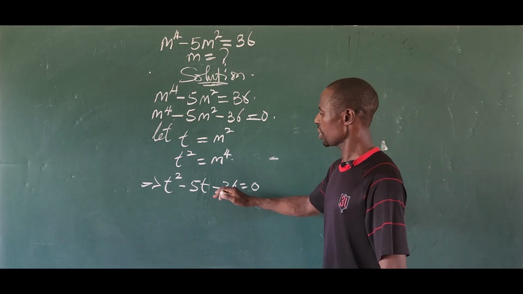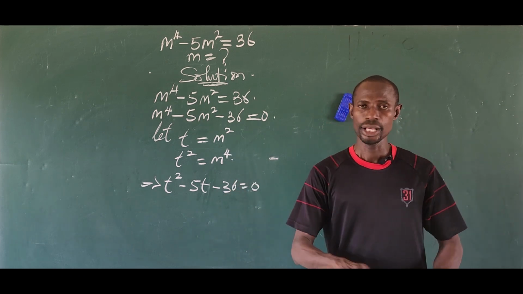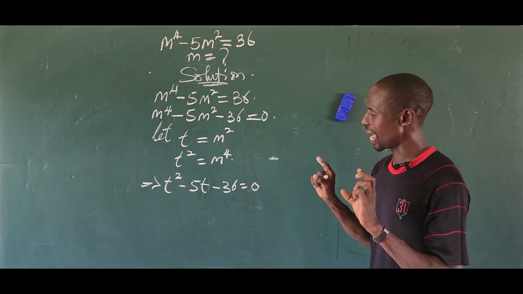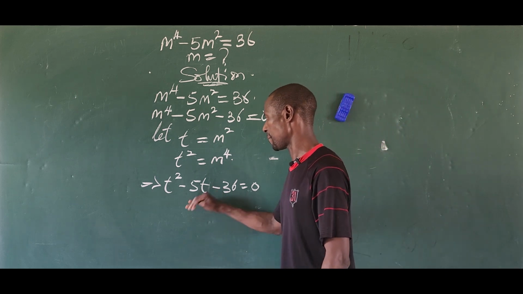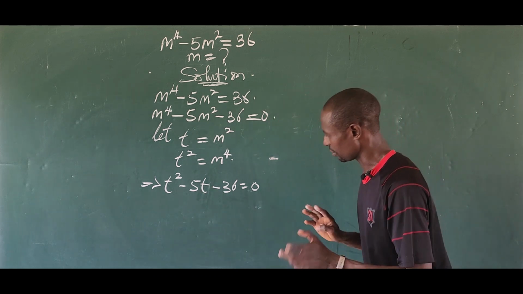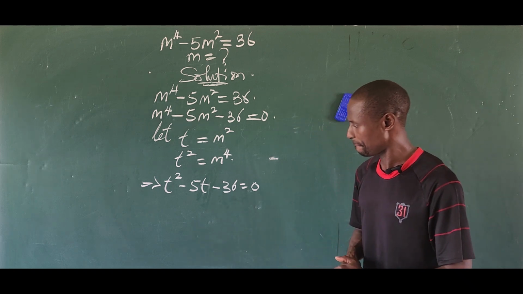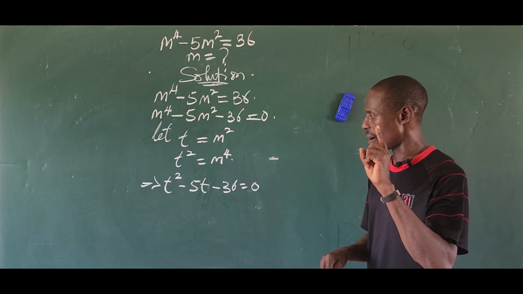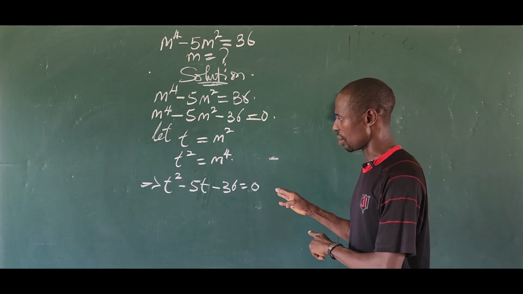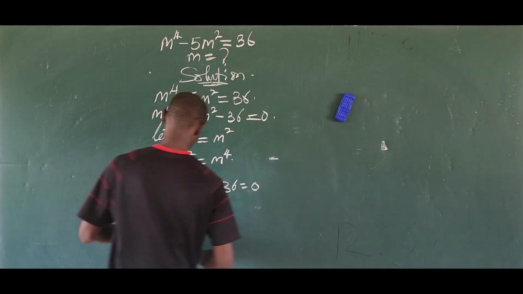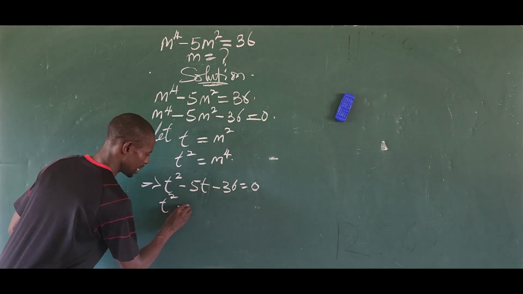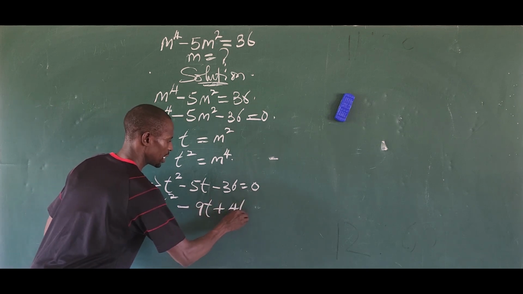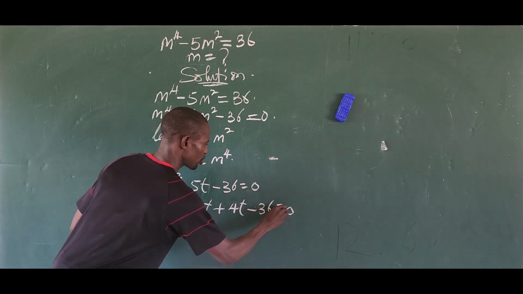And how do I mean? We think from the factors of 36, two numbers that when we multiply together will give us minus 36, and their summation will give us minus 5. So let's begin to think. That will give us 9 and 4. But what will now be the sign? It's going to give us minus 9 plus 4. Yeah, minus 9 plus 4. So this is going to give us t to the power of 2, then minus 9t plus 4t minus 36 equal to 0.